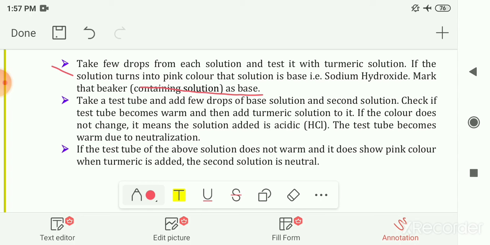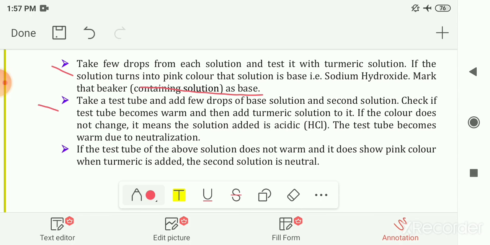Any solution which changes its color to pink is basic in nature, and in our case the base is sodium hydroxide. This is how we can identify the first solution, the basic solution.